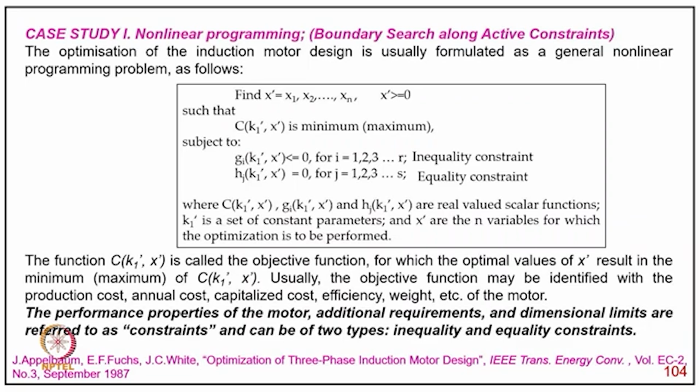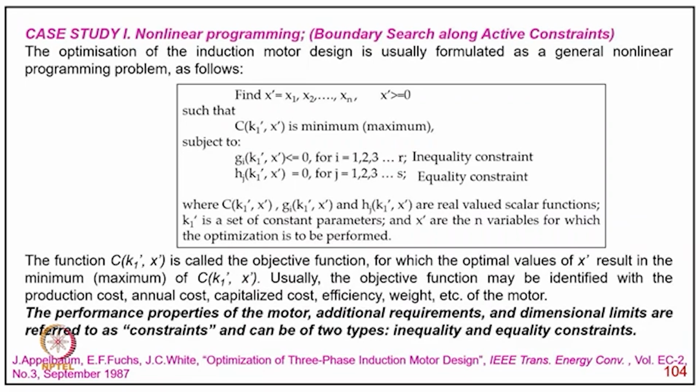The optimization of induction motor design is usually formulated as a nonlinear programming problem: find x dash, that is the variables, where the variables are greater than 0. They are normally taken as dimensions or some variables which are non-zero, and most of the time in this machine positive. Then calculate your objective function C as a function of k dash and x dash, which is to be minimum or maximum. Take for example, material cost should be minimum or efficiency should be maximum. So, it depends on what objective function you are taking.